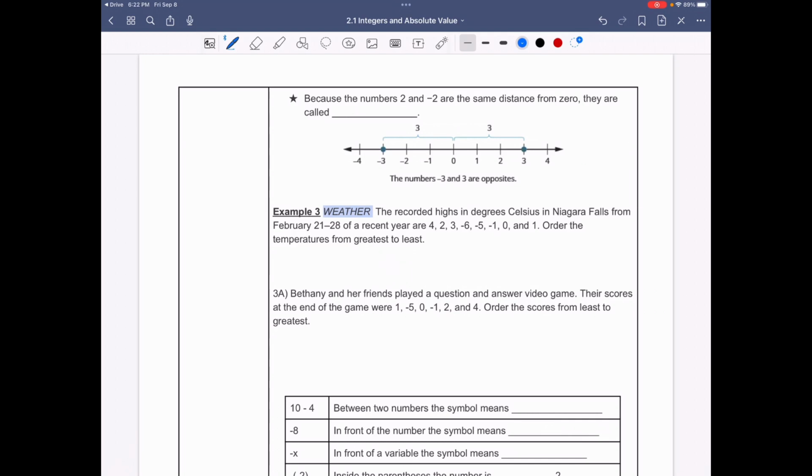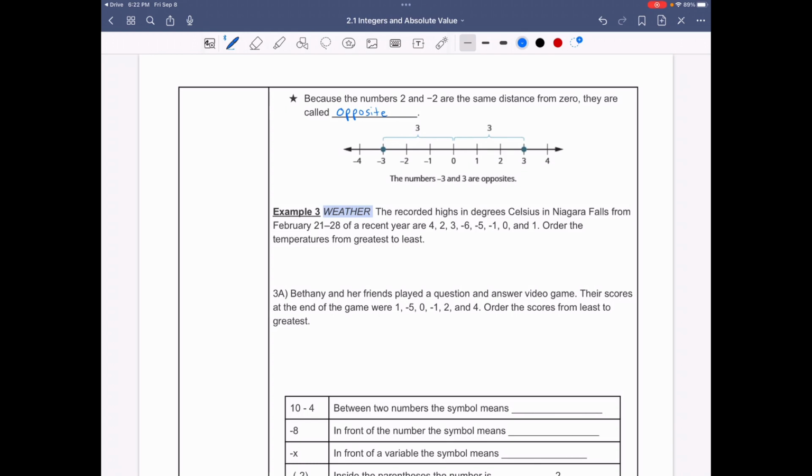Because the numbers 2 and negative 2 are the same distance from 0, they are called opposites. So that's what opposites are, the positive and the negative of that number. And then here's a picture of 3 and negative 3. They're both 3 spaces away from 0, and so they are opposites.